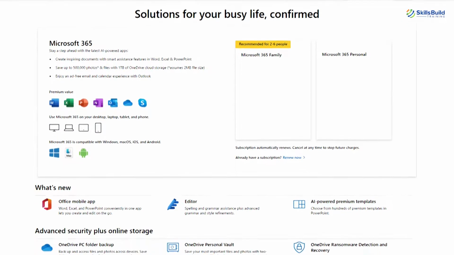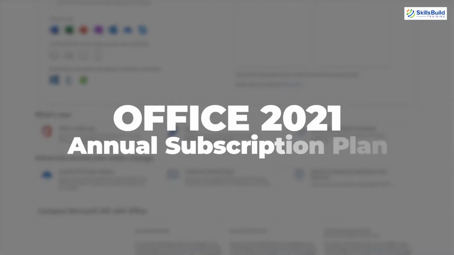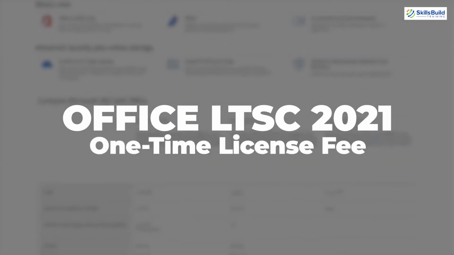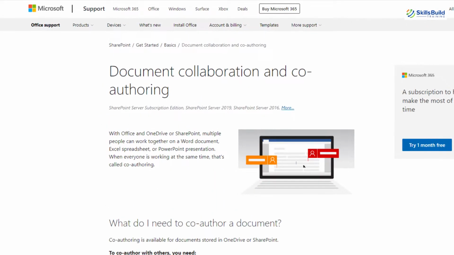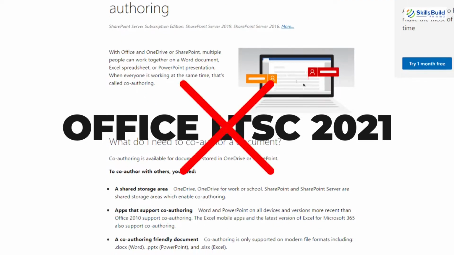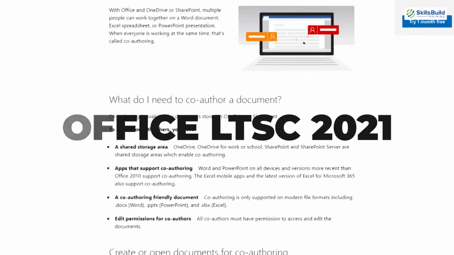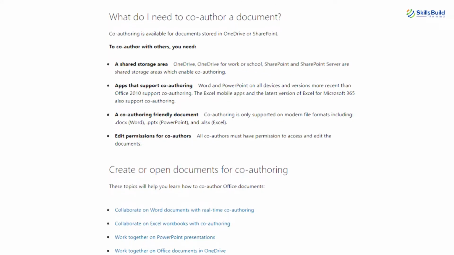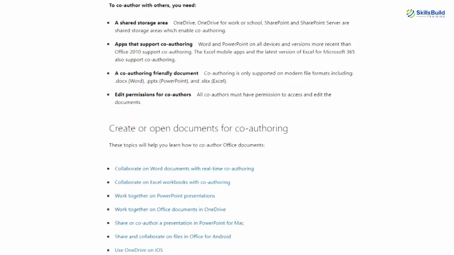The first difference is that if you use Office 2021, you have to pay an annual subscription fee, and for Office LTSC 2021, you'd only have to pay a one-time license fee. The second difference is that the co-authoring document feature is unavailable in Office LTSC 2021. With the help of this feature, we could see who was co-working and viewing the shared document.